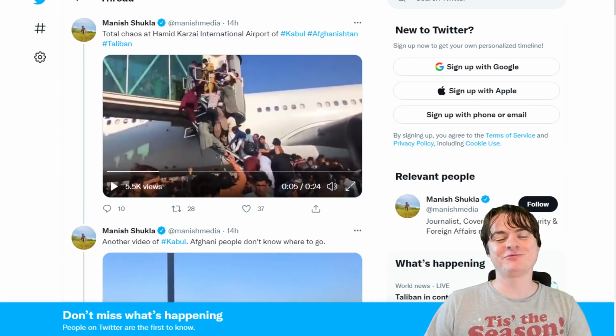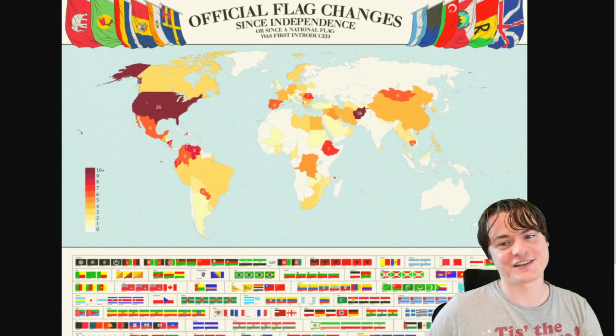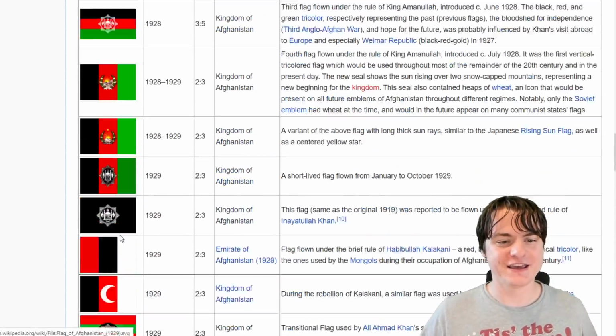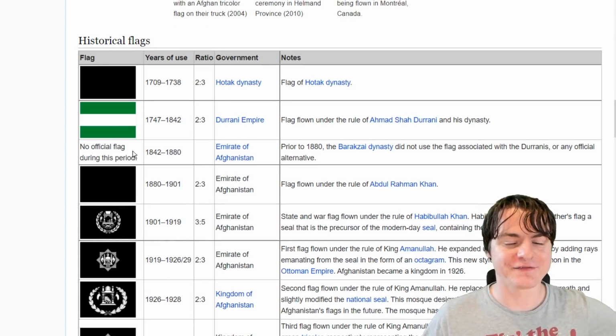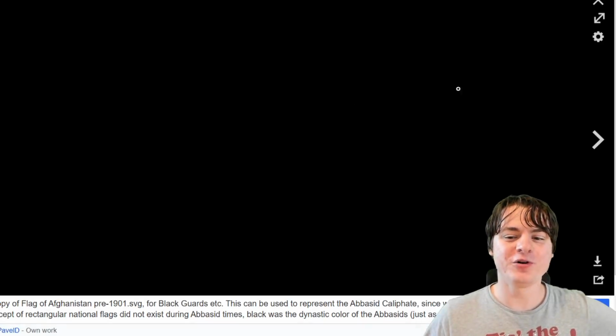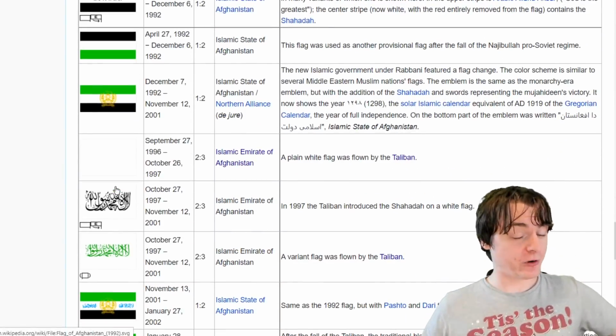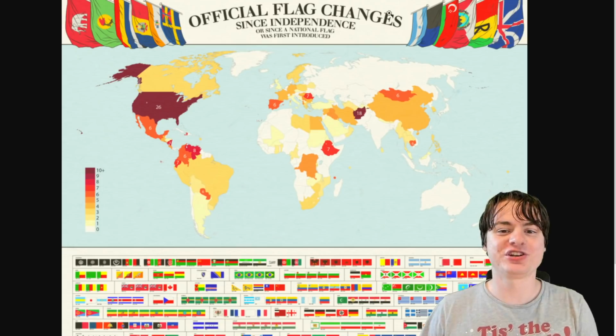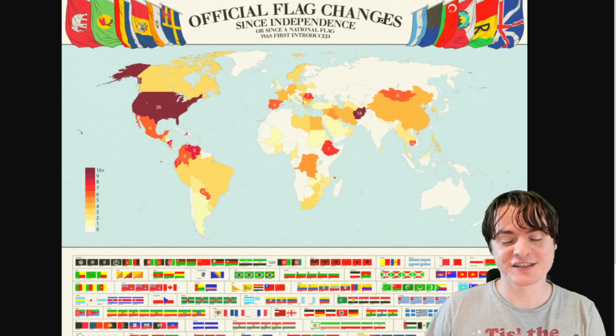So let's go to something much more fun, because the flag changing question is a good one. If you look right here, you'll notice Afghanistan has changed its flag far too many times. This isn't a flag of Afghanistan, but they've changed their flags what I believed to be the largest number of times, but then I found this map, which is the number of official flag changes since independence.